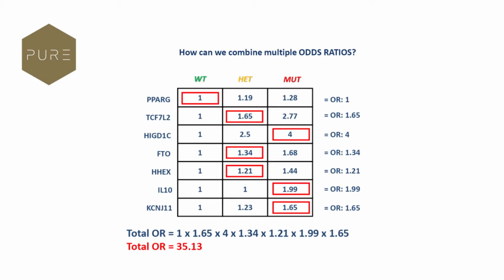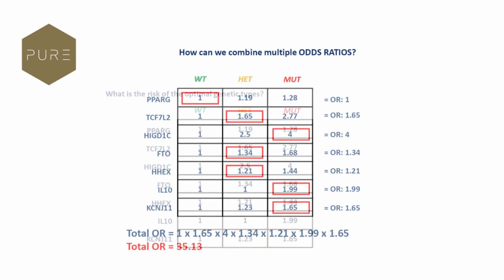So a person that has this genetic type has a 35 times higher risk of developing diabetes than a person with the optimal genetic type, which is here. Some people would ask, why are you multiplying this? Why not add them together? Because it's increased risk by all of them. Multiplying would make the risk a lot higher. Why not add them together?